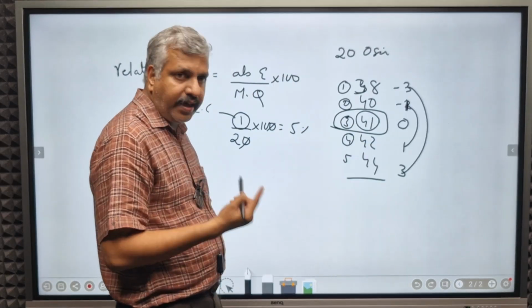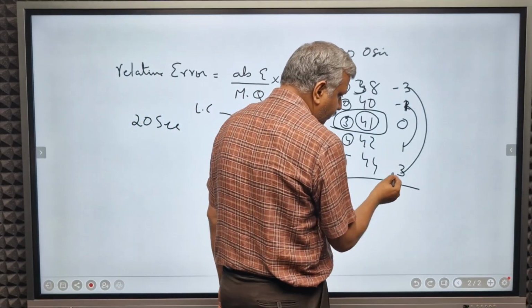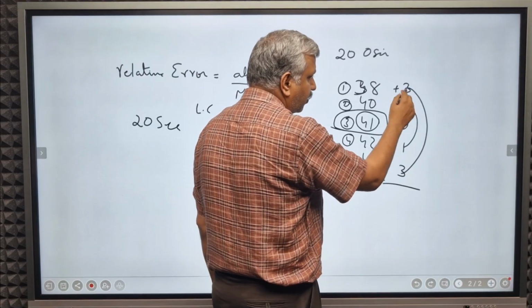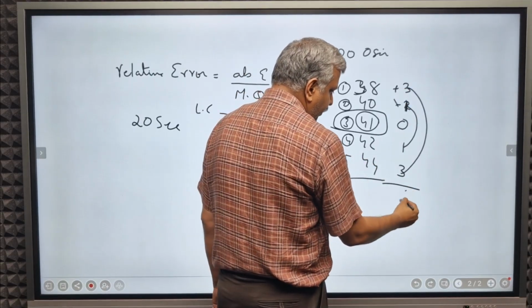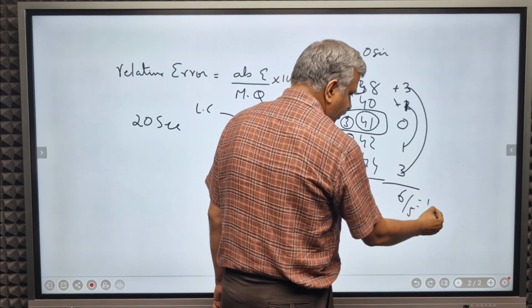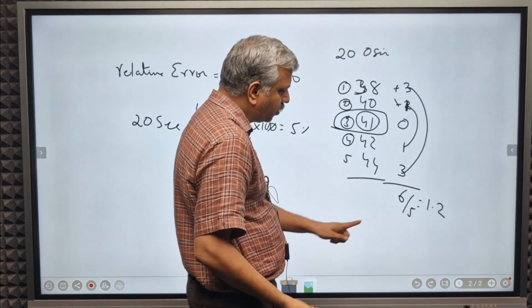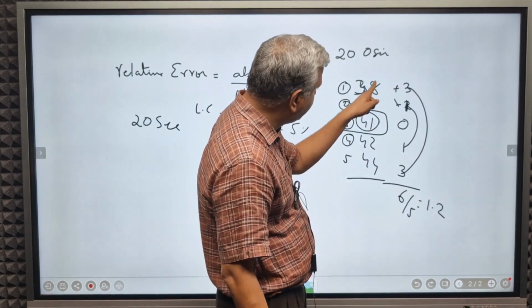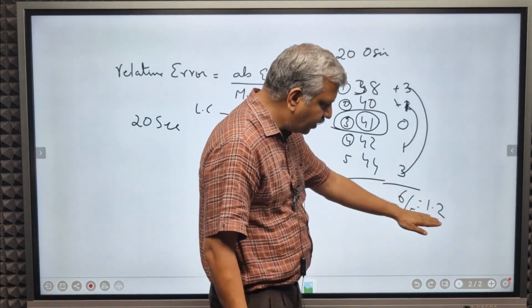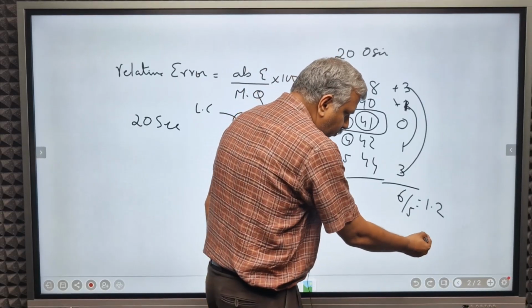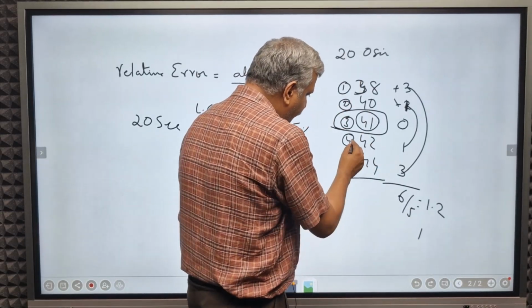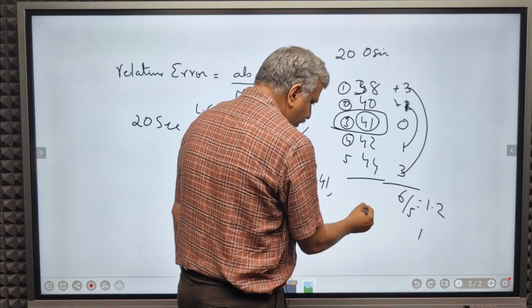Now you find out what is the error. To find the error, we find the average error. We don't bother about the negative sign. So the average error is 6 by 5, that will be 1.2. Now look, here you have one decimal, but here there are no decimals. So this has to be rounded off to 1. So in this case the average is 41 and the error is 1.